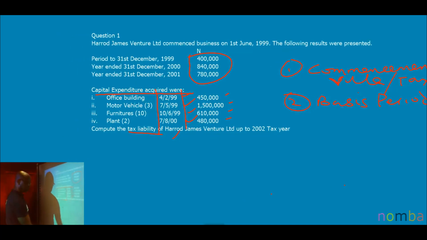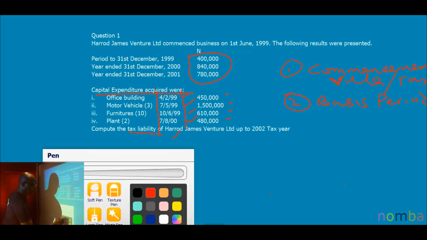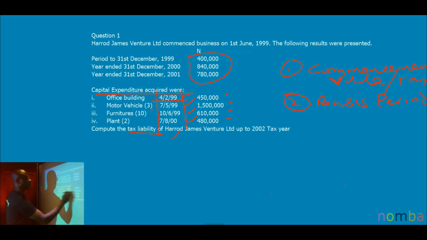This is a relevant date. This is a relevant date. That's basis period for capital allowance being tested with those dates. So with that, I think we are home and dry and we can go ahead and solve the question.